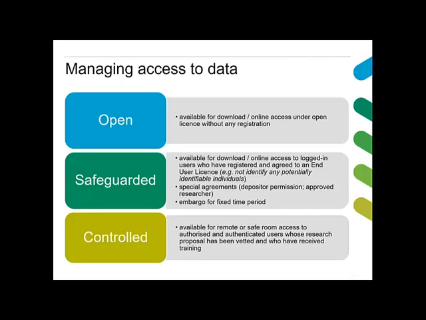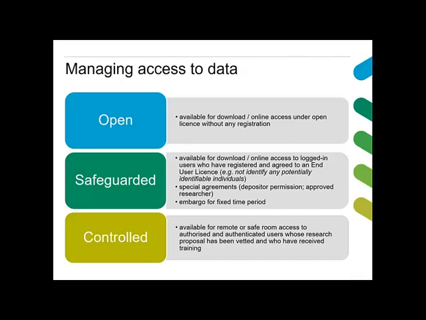Then we have the second category, which is known as safeguarded, and within this category we have a couple of options available. Safeguarded data is available to download online once users have logged in, registered and agreed to our end user license. One of the terms within this license is that you won't identify or seek to identify any potentially identifiable individuals. If you do, you will be in breach of that license.